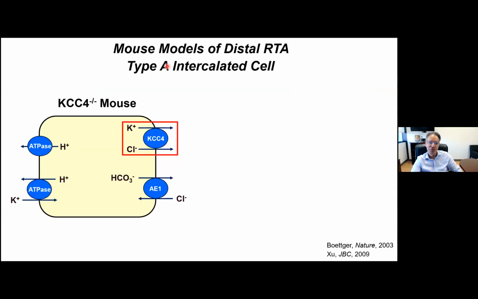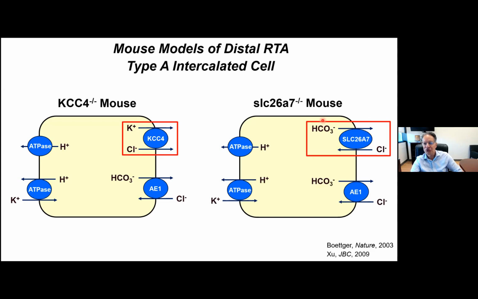There are other mouse models of distal RTA that haven't been shown to be in humans. In addition to what I showed, there's also a potassium chloride cotransporter here. There's a number of them. This one's called KCC4. When it's mutated, the mice get distal RTA and hypokalemia. And there's another transporter, SLC26A7. It also, in the mouse, when it's knocked out, has been shown to be associated with distal RTA.